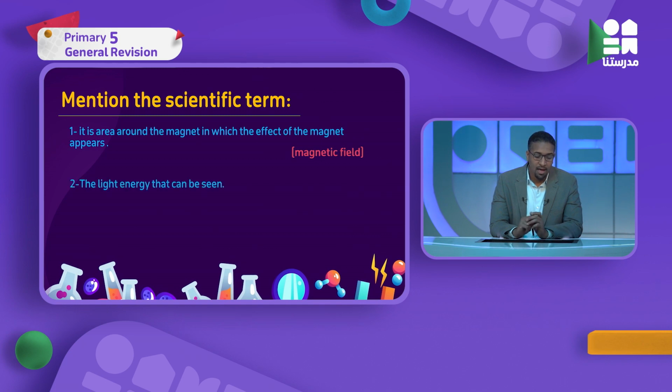Number 2, the light energy that can be seen: spectrum colors, or the visible spectrum. Number 3, a device is used to change kinetic energy to electric energy, and we put it on a bicycle to generate electricity. Yes, it is the dynamo.